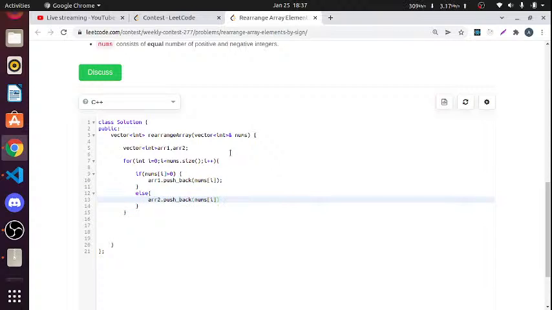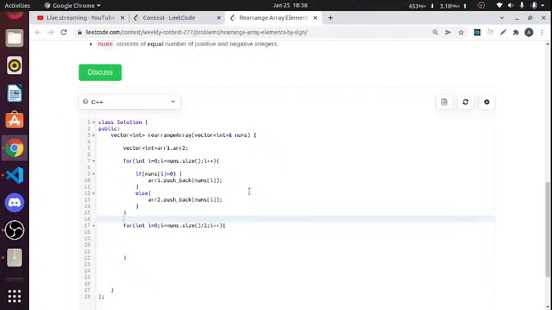So we have two arrays of the same even length n, so there will be no problem with that. Then we can simply make a loop: int i = 0; i < nums.size() / 2; i++. So we are taking the half value of both.